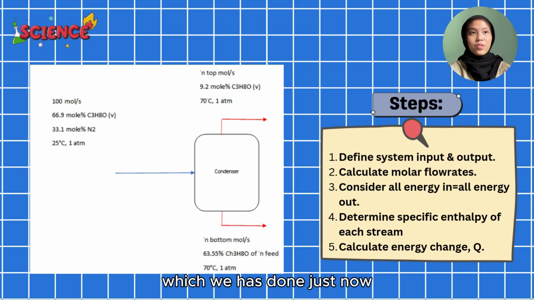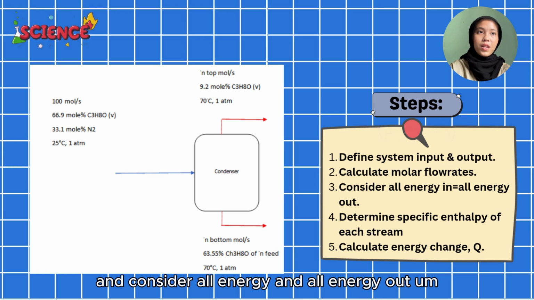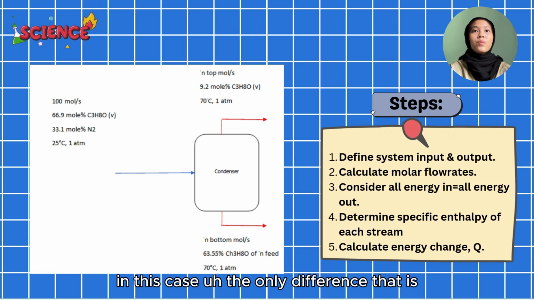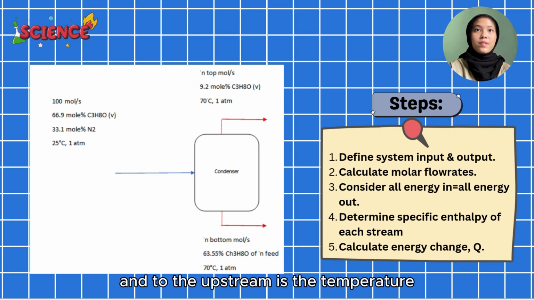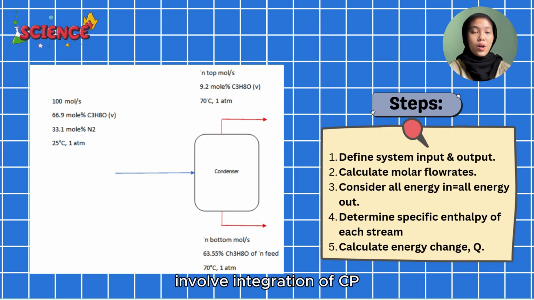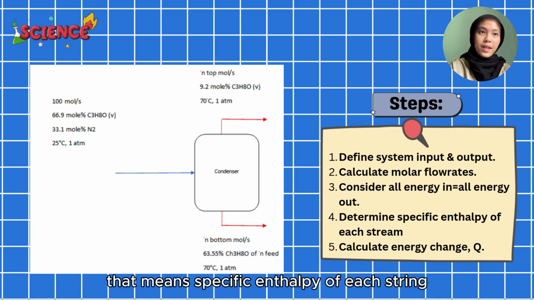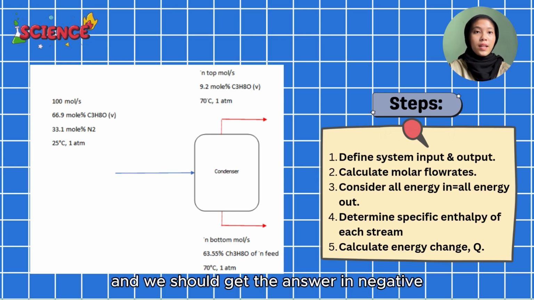Second, calculate the molar flow rates based on all the information given, and consider all energy in and all energy out. In this case, the only difference between the feed stream and the upstream is the temperature. So we have to use the formula that involves the integration of Cp dT to find the specific enthalpy. The fourth step is to determine the specific enthalpy of each stream, and lastly, calculate the energy change. Energy change is mostly negative, and we should get the answer in negative because it is an energy change which shows the energy loss.